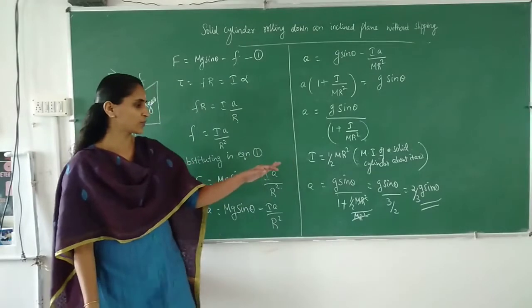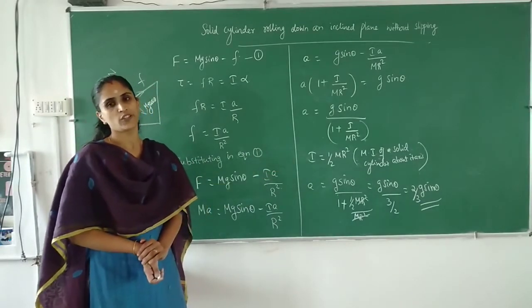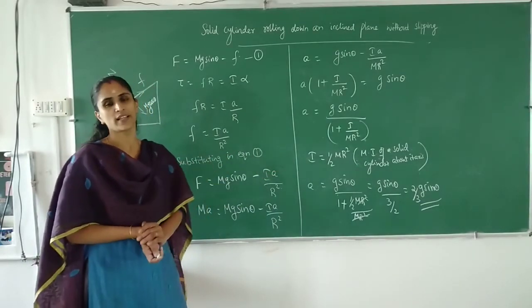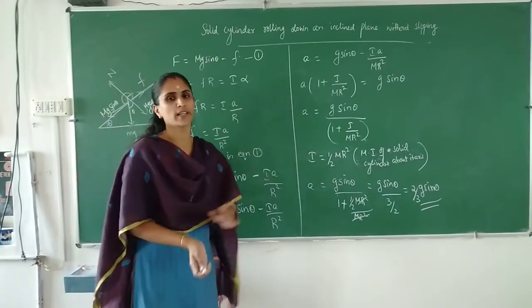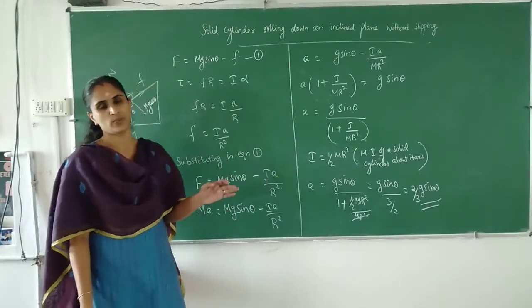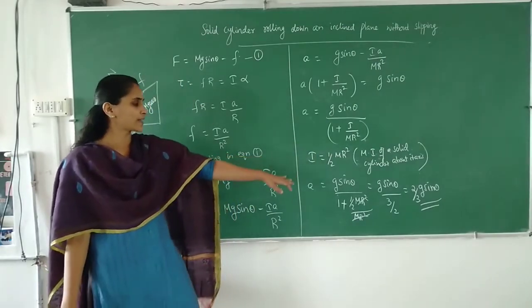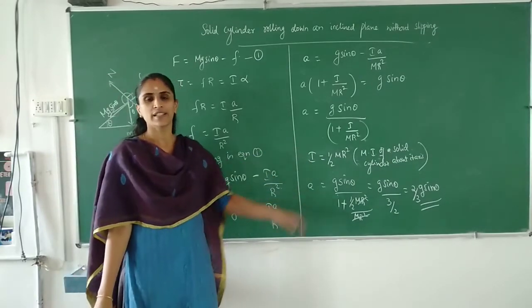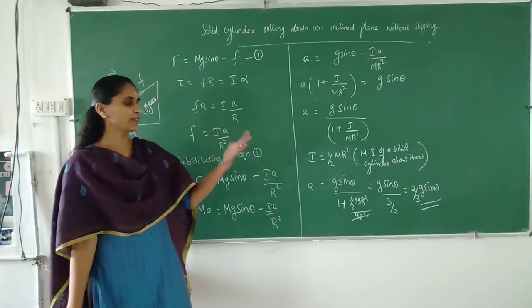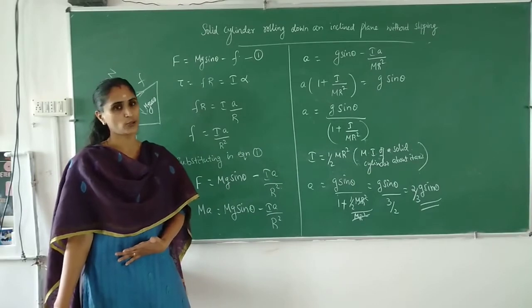You can see that it will be less than the acceleration due to gravity, because the maximum value of sin theta is 1, and even then you get only 2 by 3 g, when it comes down vertically. So the acceleration of the cylinder when it is coming down an inclined plane will always be less than the acceleration due to gravity.